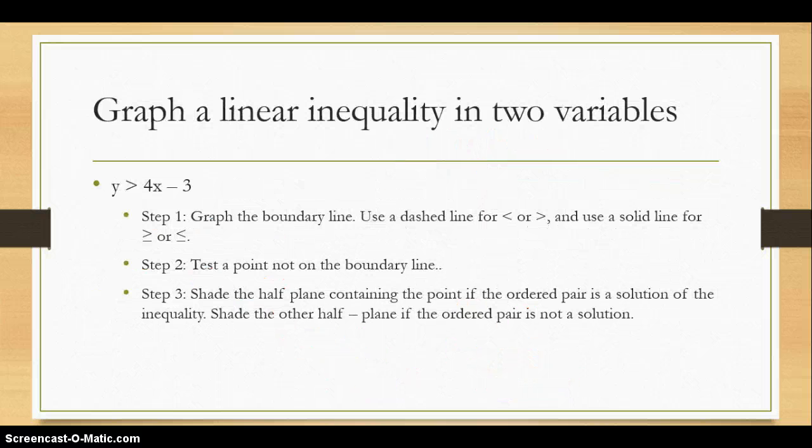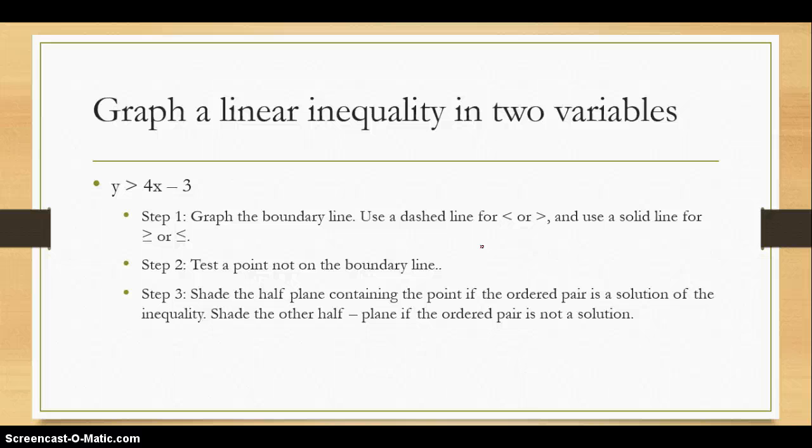So now, graphing a linear inequality in two variables. So the first thing is to graph the boundary line, and we'll talk about what that is. But the main thing is when you graph this boundary line, you use a dashed line for less than or greater than, and use a solid line for greater than or equal to or less than or equal to. And I'll explain that more when we graph.